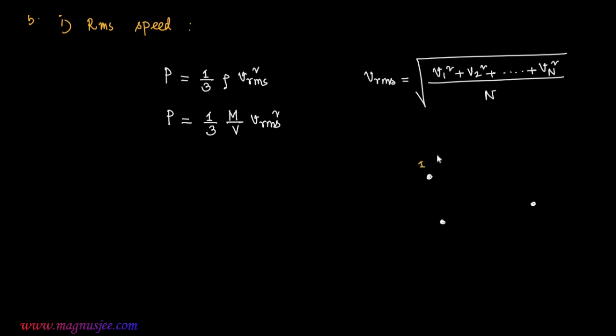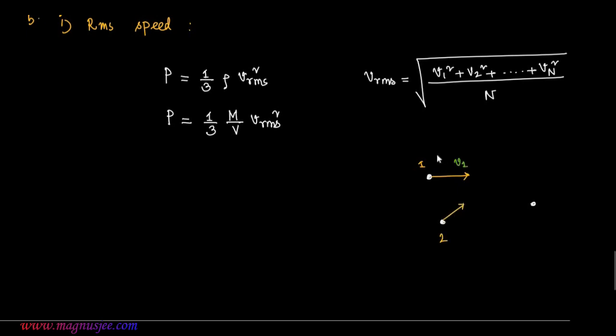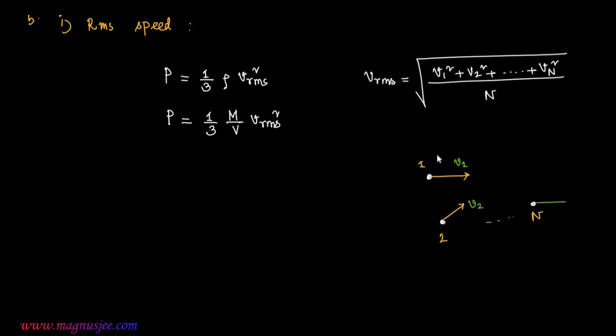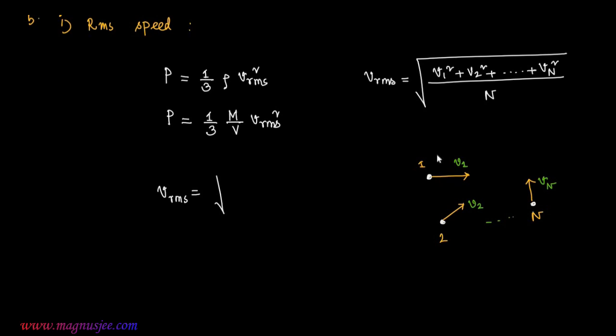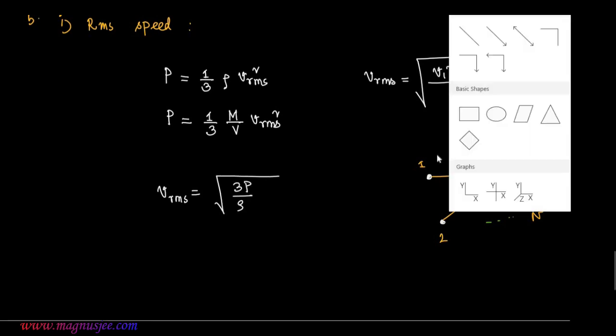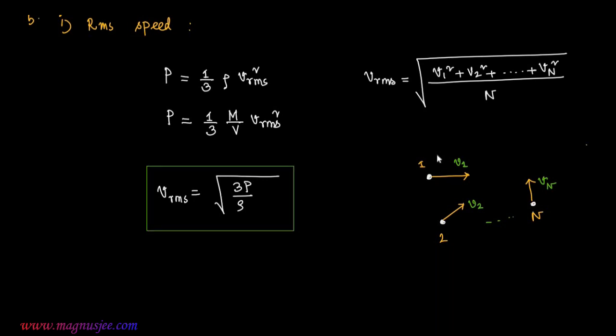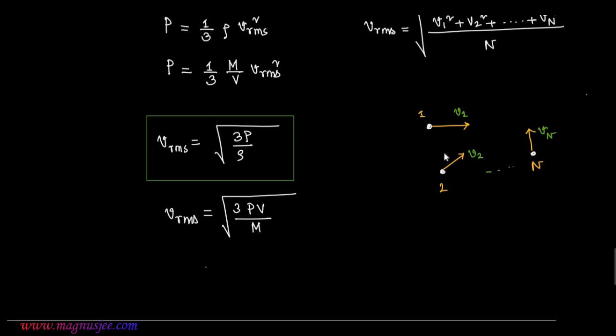These are the different gas molecules: the first gas molecule is moving with speed v1, the second with velocity v2, and the nth gas molecule with velocity vn, and gas molecules are moving with different speeds in different directions. That's why Vrms will have another expression, root over 3p by rho. Vrms is equal to root over 3p by rho.